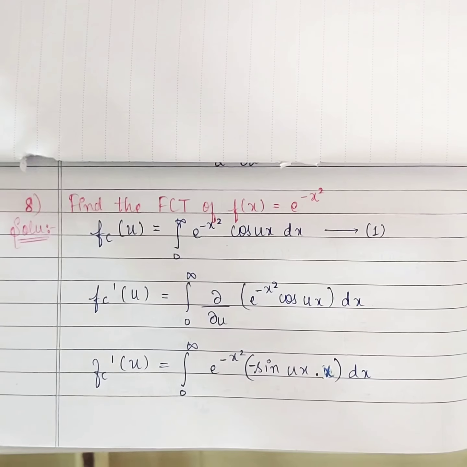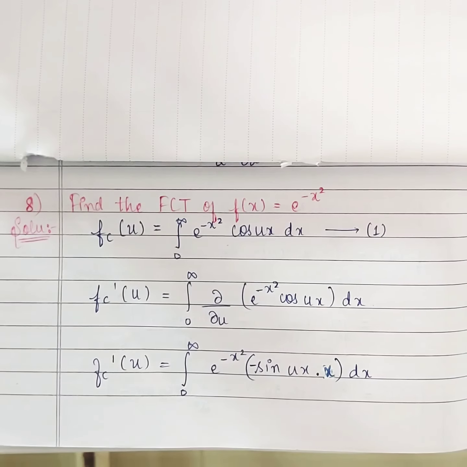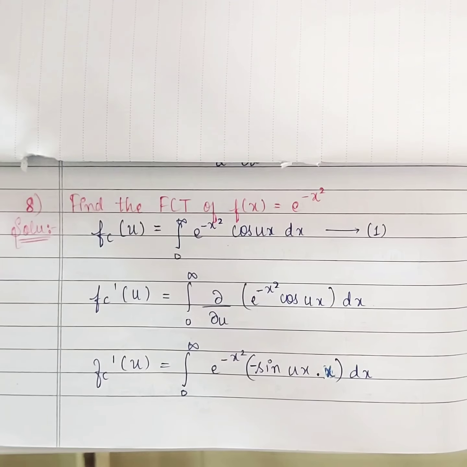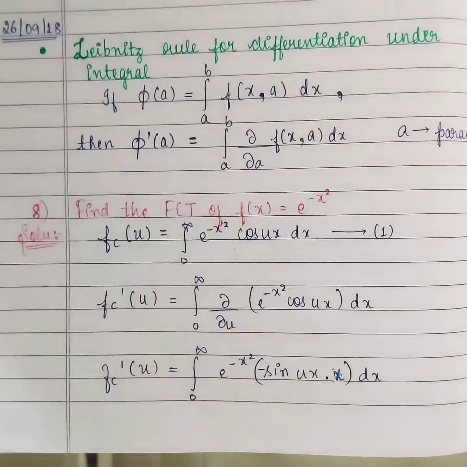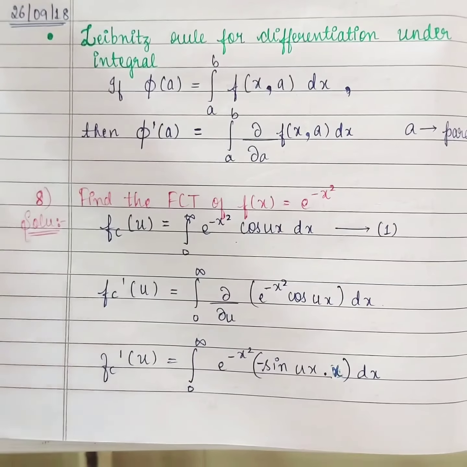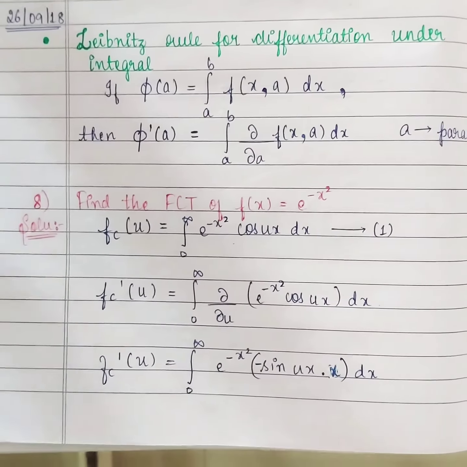By this time you might have thought of e power ax cos bx, where ax is there, so we can apply the formula. But here x square is there, so we cannot apply that formula. So you might have studied the Leibniz rule for differentiation under the integral sign.